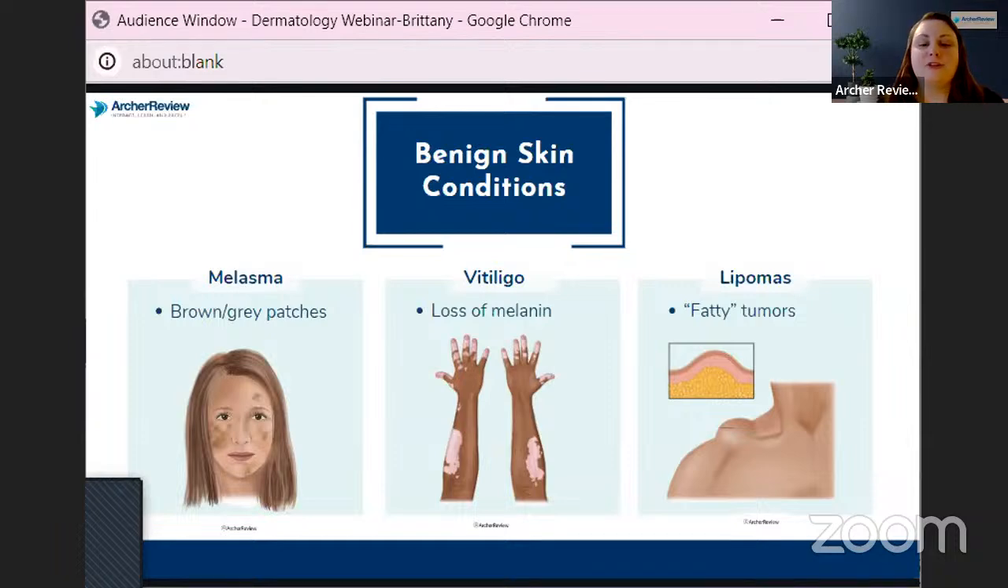Melasma, those are those brown and gray patches that y'all see there on the far left. That's the one that's benign, but it can be caused by hormones or pregnancy. So what about the second picture, the one in the middle there? Does anybody have any ideas for that one? It's going to be vitiligo, loss of melanin. Anything we're going to do for this? Who can tell me what our first line treatments are?